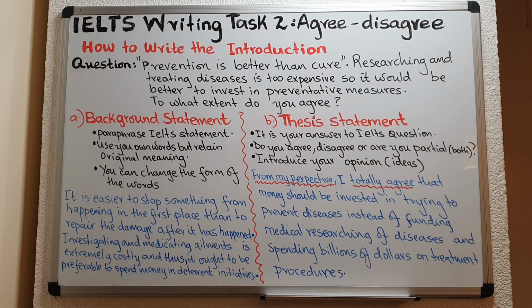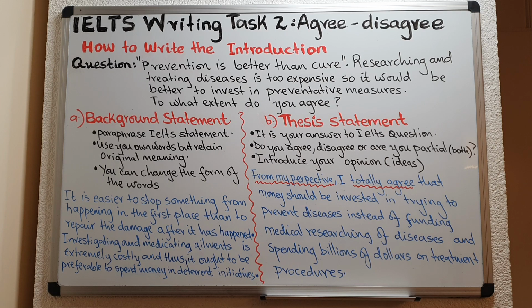You will be marked on task response, coherence and cohesion, vocabulary, and grammar. That is task response, which has to do with whether you have answered all the parts of the question. Then coherence and cohesion, how you use linking words to join and develop your ideas, and also how you use paragraphs to do that.